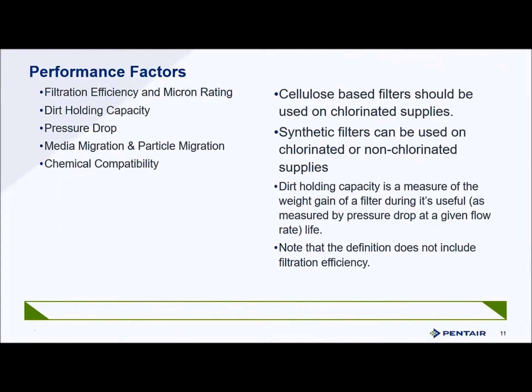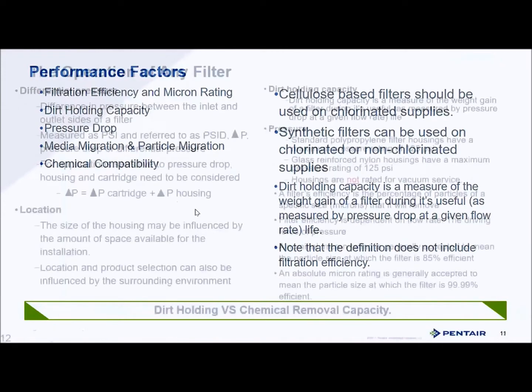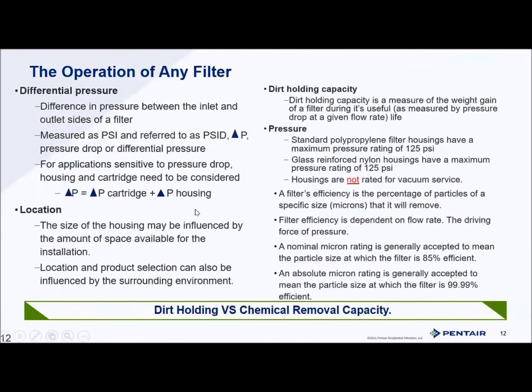Now, dirt holding capacity is the measure of the weight gain of a filter during its useful life as pressure drops. So over a 20 psi pressure change in the filter, how much dirt can it hold? Most of us aren't getting into that concept, but that explains where our short filter lives come from: our dirt holding capacity. Because activated carbon filters do mechanical filtration and chemical.